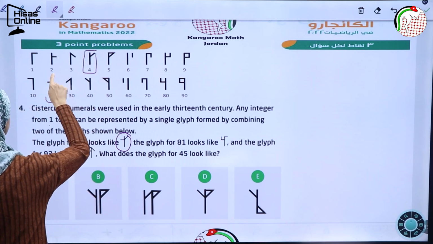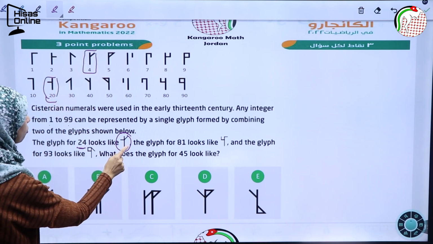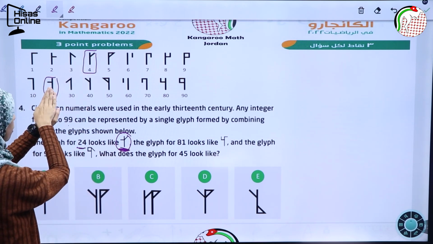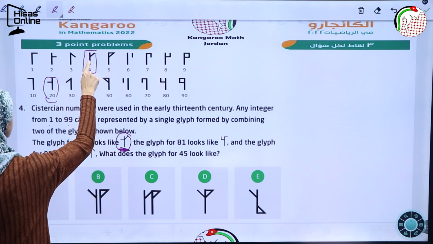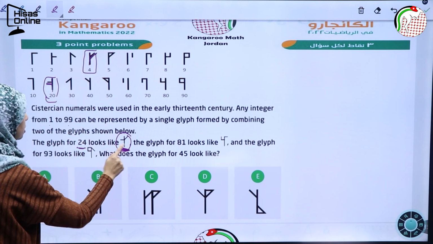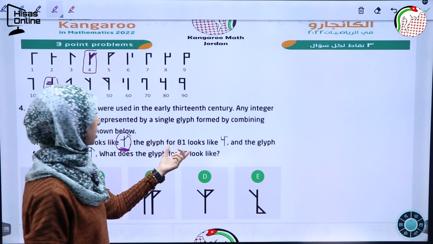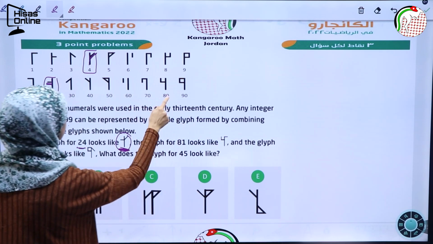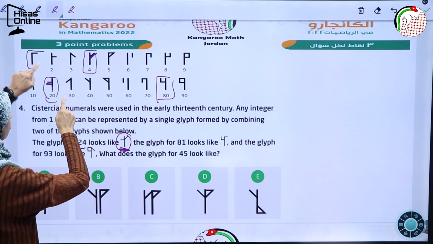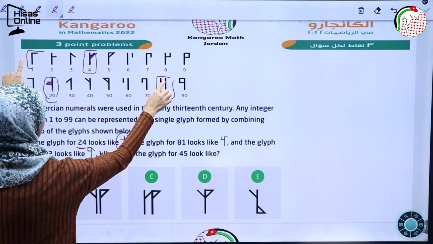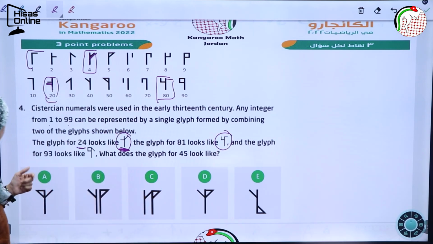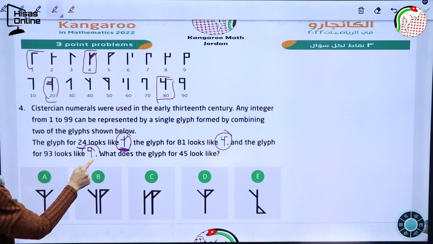How can they bring this combination? Imagine they put them above each other, above the vertical line, so I have this and that. This is 24. Similar to that, let's see 81. So 80 here and 1 here. Put them above each other. So you will have this, this, and that here, similar to this glyph. And 93 again looks like this.